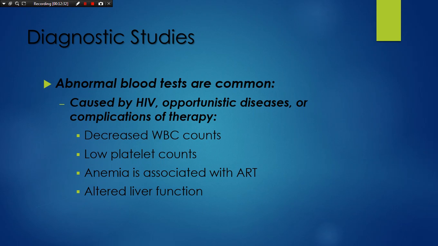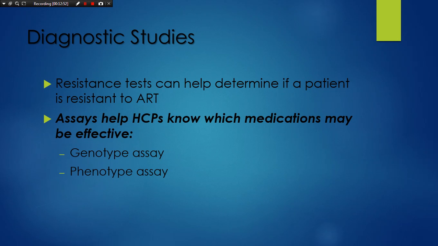Early identification of co-infection with hepatitis B or hepatitis C is extremely important because these infections have a more serious course in patients with HIV, may ultimately limit options for ART, and can cause liver-related morbidity and mortality. Resistance tests can determine if a patient's HIV is resistant to drugs used for ART. Genotype and phenotype assays are similar to culture and sensitivity testing used for antibiotic selection.